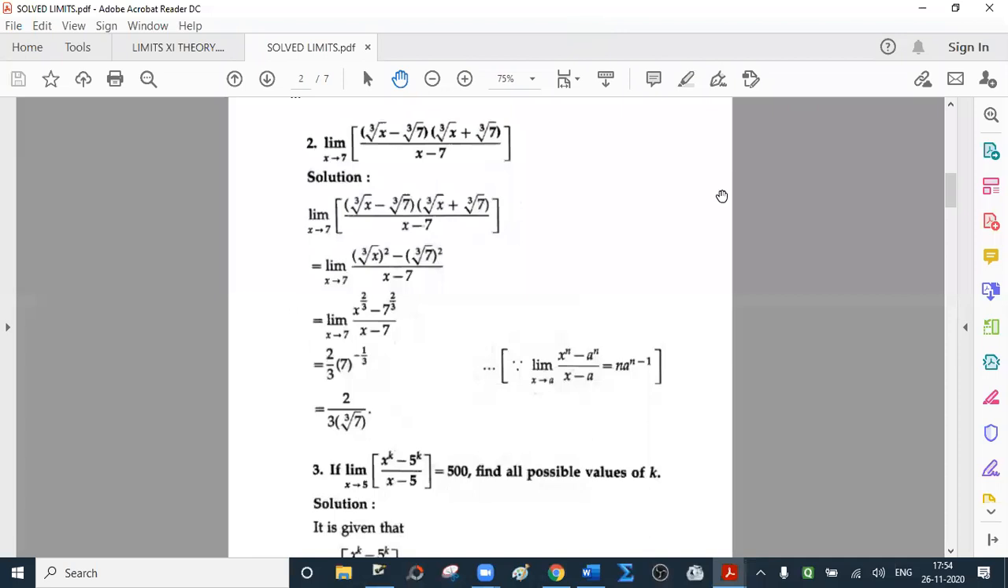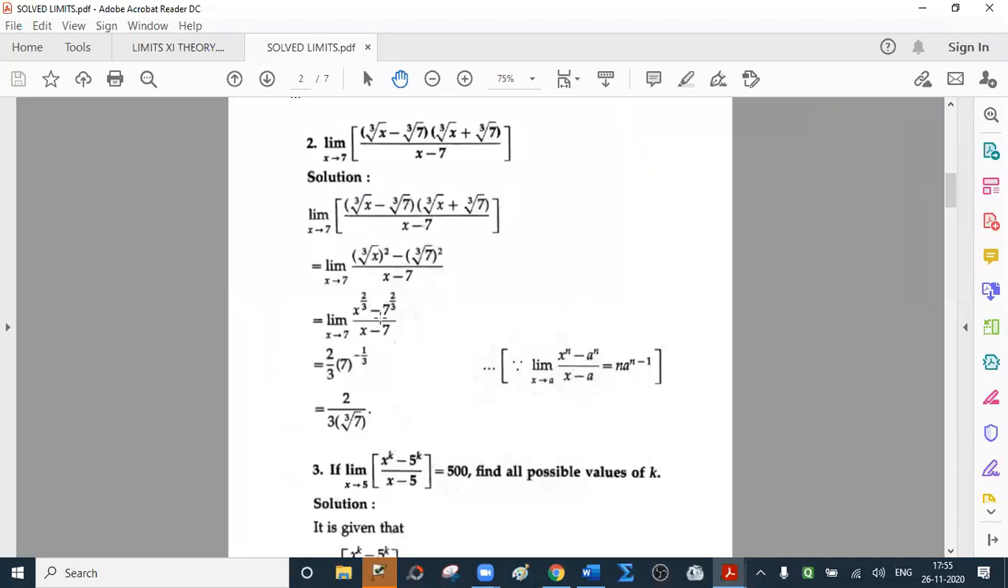Now the second sum, let me explain. Limit x tends to 7, cube root of x minus cube root of 7 into cube root of x plus cube root of 7 upon x minus 7. Right? Now I can write this as, see, what is a minus b into a plus b? It is a square minus b square. So using laws of indices, this is nothing but x raised to 2 by 3. Why? Because the square of cube root of x. Cube root of x means x raised to 1 by 3. X raised to 1 by 3 square. I hope you won't say it is x raised to 1 by 9. No, it is x raised to 2 by 3.